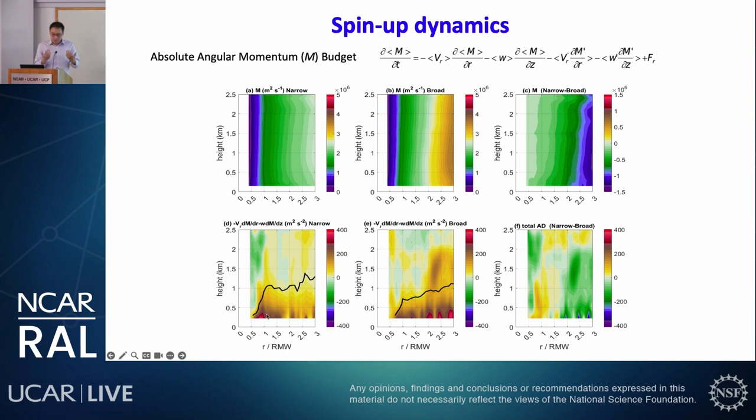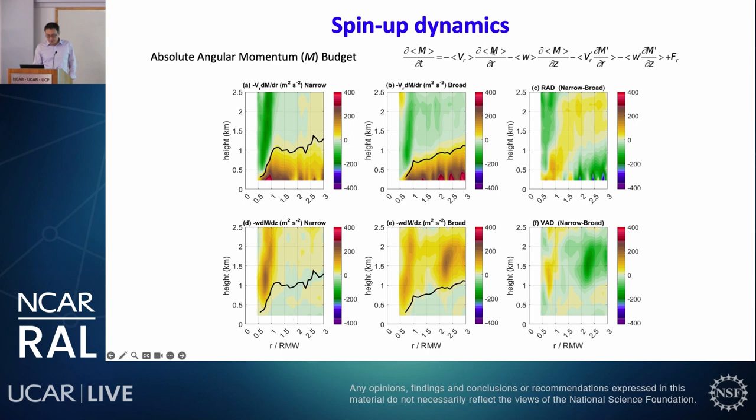That means that it will spin up faster for this narrow vortex, kind of consistent with the intensification rate. We also separated this mean advection into radial advection, upper panels, and vertical advection. The right panel shows the difference field.